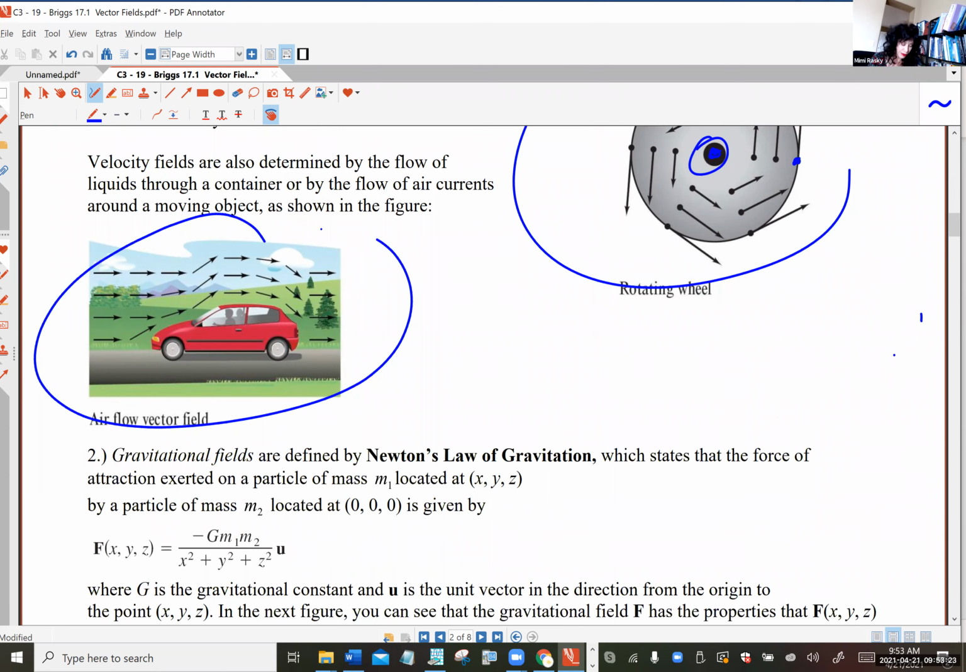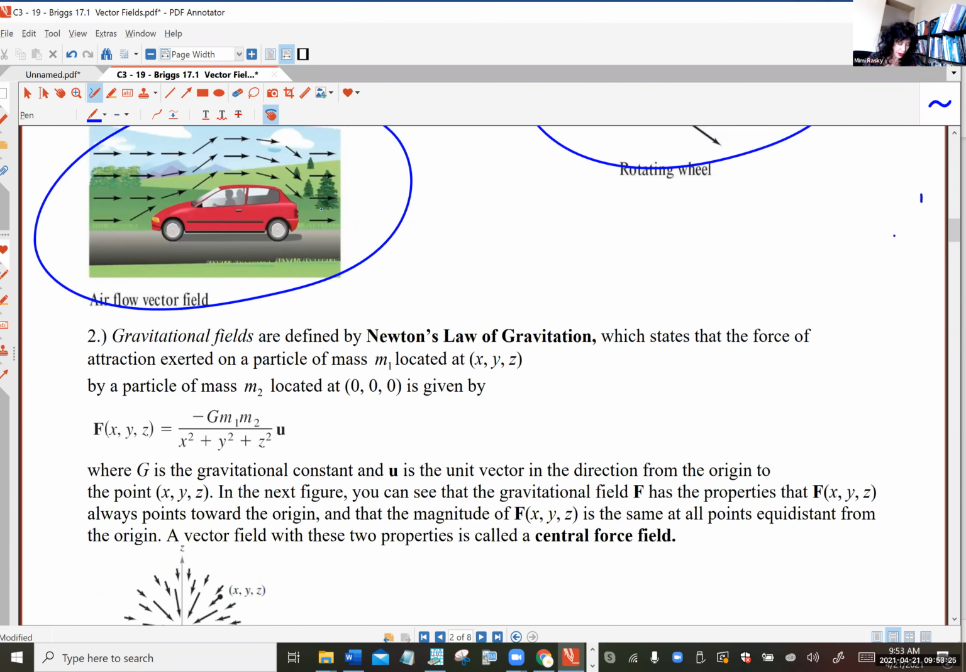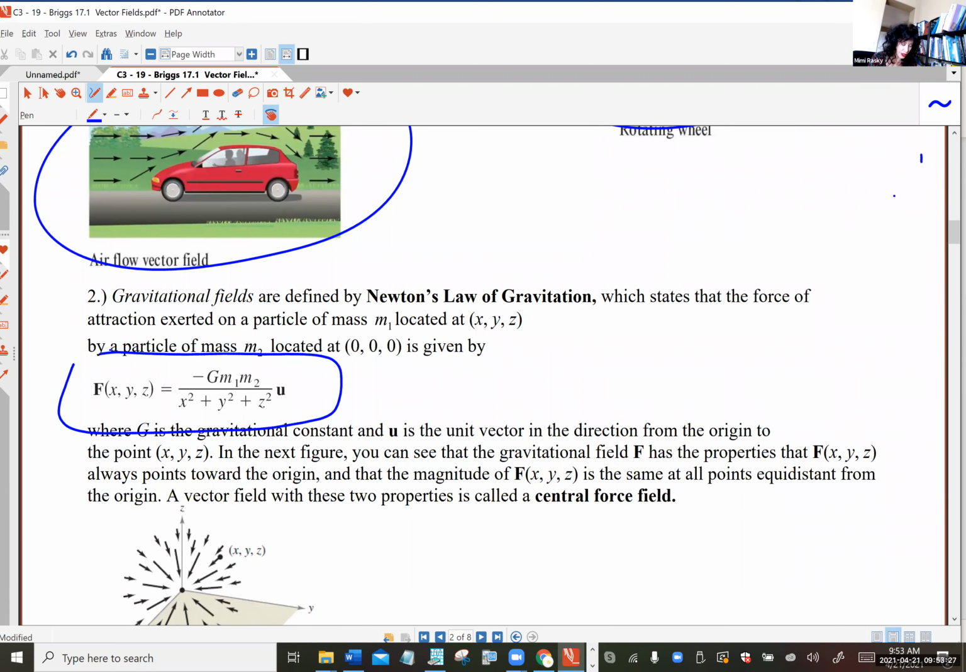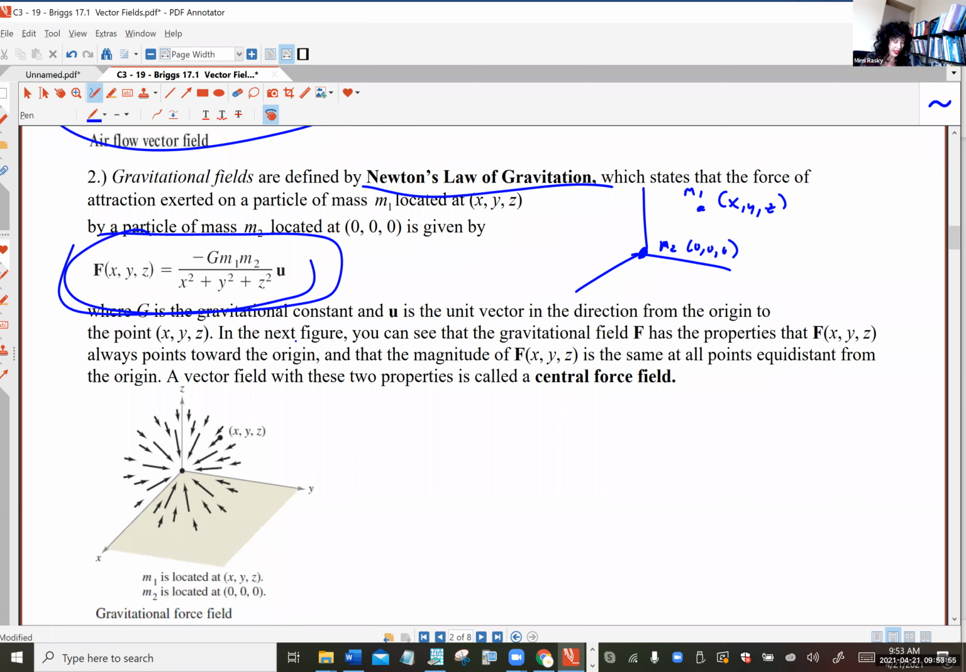And here's airflow, whooshing over the car. Gravitational fields have this look to it. They follow Newton's law of gravitation. Force of attraction exerted on a particle M1 located at some point, so if M1 is somewhere over here at (x,y,z), there's some mass. And let's say you have a mass over here located at the origin, it's going to give you the attraction, basically a vector field between the two masses. Yeah, in physics, they do that.